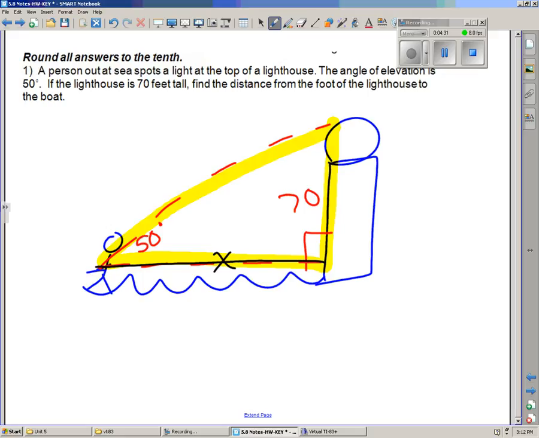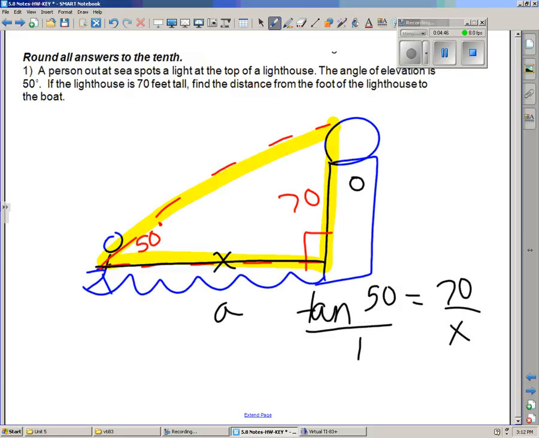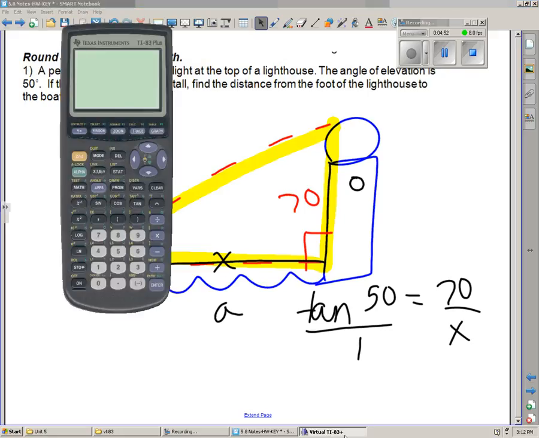50 degrees is the angle that we're talking about. 70 happens to be the opposite. X happens to be the adjacent. This is a tangent. This becomes tangent of 50 equals 70 divided by x. If you make a proportion and cross multiply and solve, really you're just saying x equals 70 divided by tan 50. So 70 divided by tan of 50.